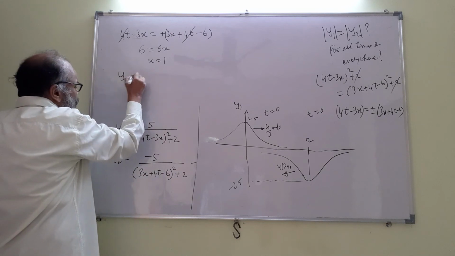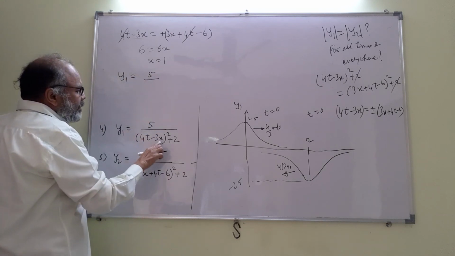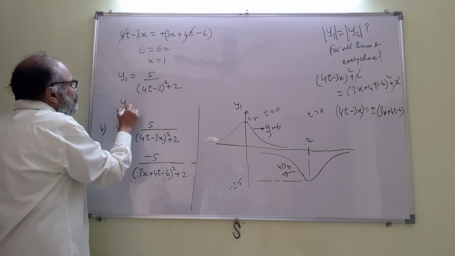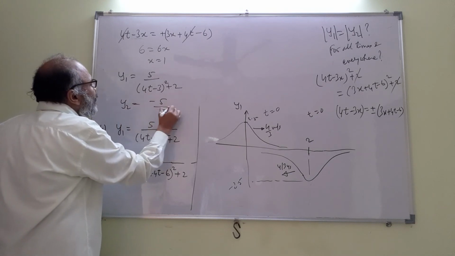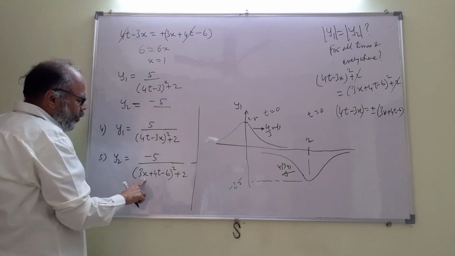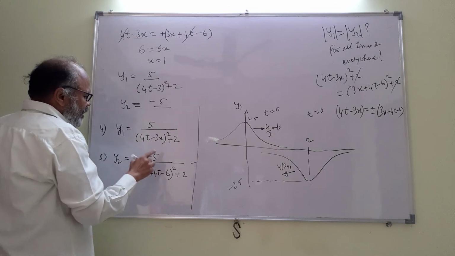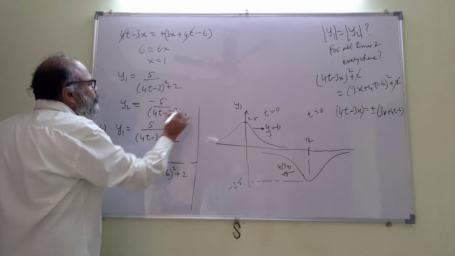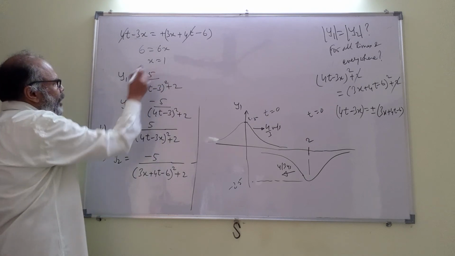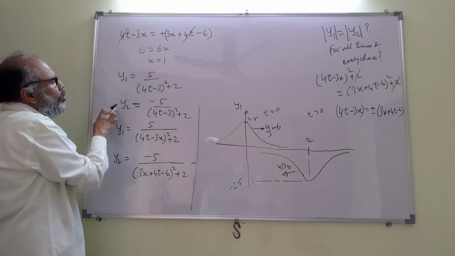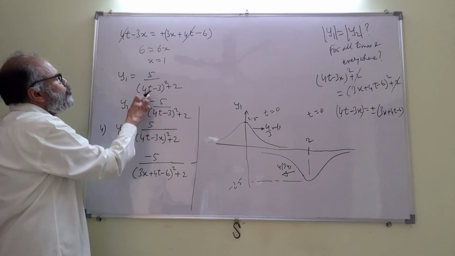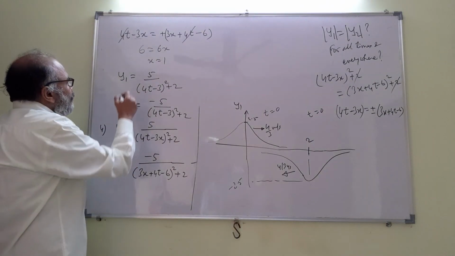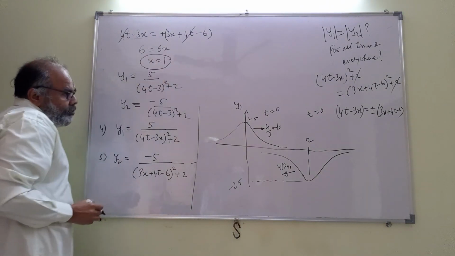Check that. y1 is 5 over the denominator; put x equal to 1, you will get (4t minus 3) the whole square plus 2. What is y2? y2 will be minus 5 over, at x equal to 1, (minus 6 plus 3 is minus 3), so you will have (4t minus 3) the whole square plus 2. Therefore you find that at x equal to 1, y1 and y2 are always equal and opposite for any time that you may choose. So for all times, the displacements y1 and y2 cancel each other at x equal to 1.